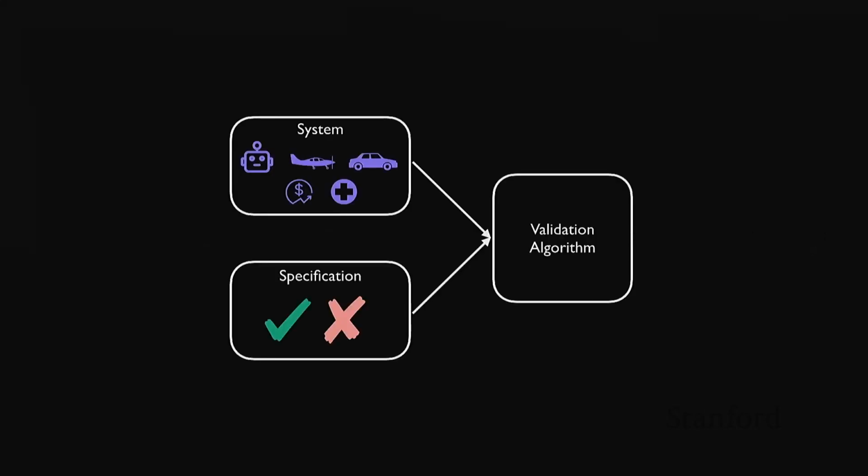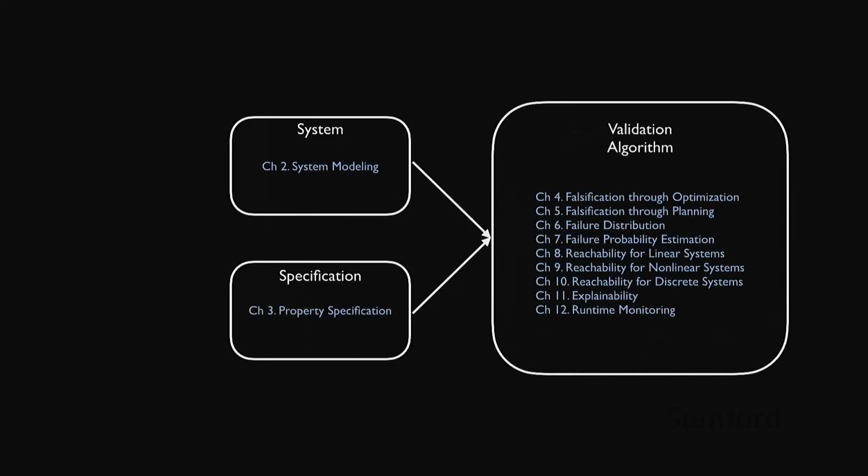I already talked about how we structure validation problems. We have a system, we have a specification, and then those go into a validation algorithm. The textbook that we'll be using is structured in this way. The second chapter is all about how we actually go about modeling the system, which we'll talk about in the next lecture. The third chapter is about how we can formally specify the properties for the system. And then the remaining chapters, which are the meat of the book and the meat of this class, are the validation algorithms that we'll get into.